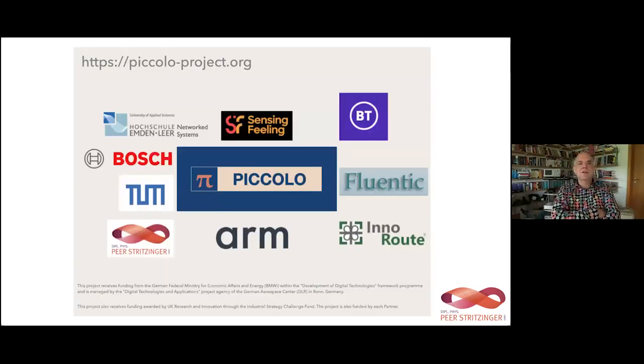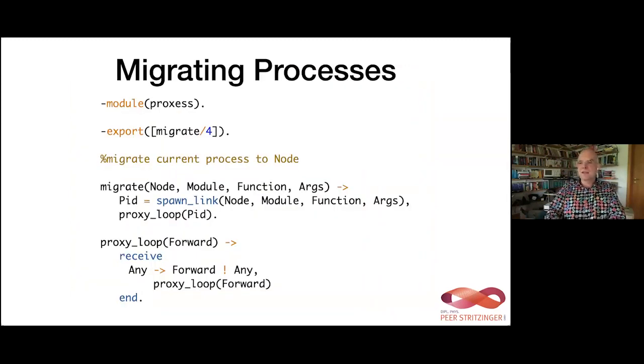A short shout-out to the project that's paying for all this. It's called Piccolo, one of the two research projects we are currently in. There are two universities in Germany, the Technical University of Munich, and Bosch in there, then a few British companies. You might have heard of the company Arm. BT is also kind of known. This is a project about in-network computing, and we are using this for Erlang in-network computing. So we are interpreting this topic of in-network computing, computation in the network itself, from an Erlang perspective. So let's get concrete.